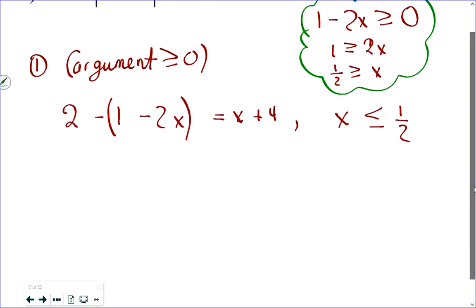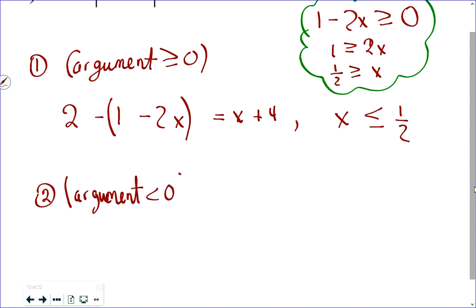That would mean that equation 2, which is where the argument is negative, well, if the argument is negative, then you have to take that argument and multiply it by negative to make it positive. And again, I know that's confusing. If 1 minus 2x was negative, then to make it positive, you multiply it by an additional negative, and we get that. This is equal to x plus 4. The subdomain here would be x is greater than 1/2.